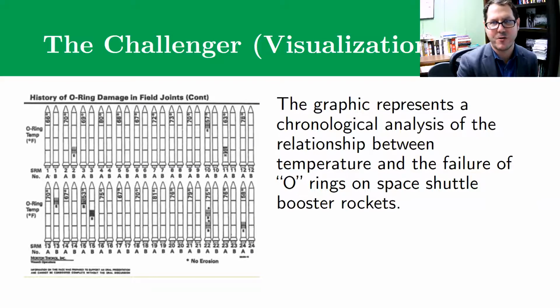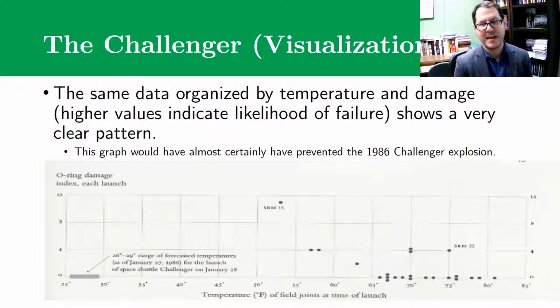However, after the Challenger crisis, they went back and looked at that data again and organized it in a different way, this time in a scatter plot, looking at, on the y-axis, the level of failure that was observed for O-rings, and on the x-axis, the temperature on the day of the launch. This visualization is a little bit easier to see. It shows that most of the time you get temperatures for launches between 65 and 85 degrees, and most of the time you don't see a significant degrading of the O-ring sealing ability.